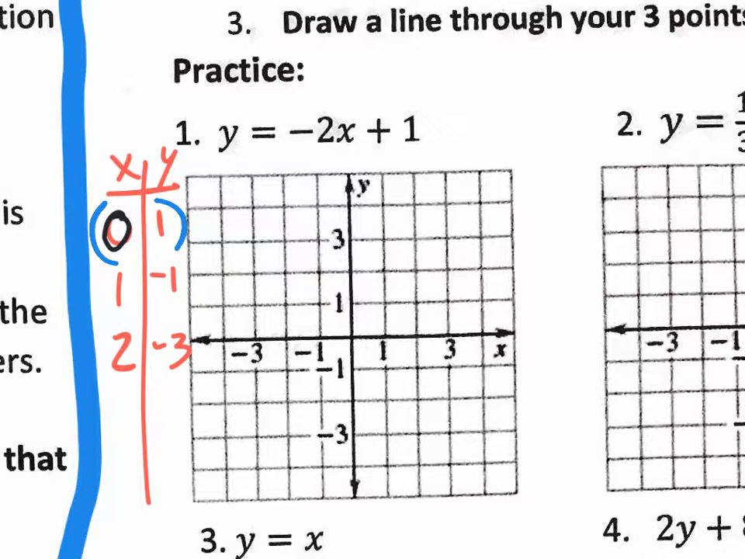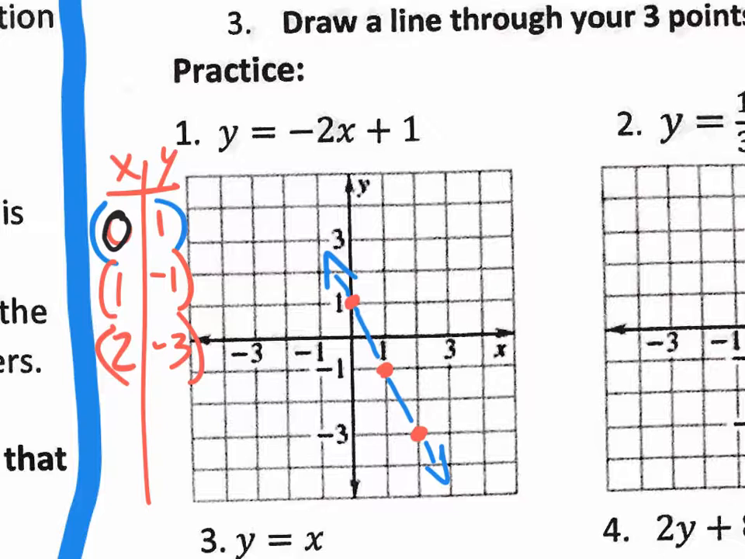Let's go to the coordinate 0, 1. 0, 1 is right here. Let's go to the coordinate 1 on the x, negative 1 on the y. That's right here. Now let's go to the coordinate 2, negative 3. 2 on the x, negative 3 on the y. It's right there. Now you only need 2 dots to draw a line, 2 coordinates. But I do 3 just so I could really feel confident that I did it right, because all 3 dots line up. Just put some arrows on it and you're good.